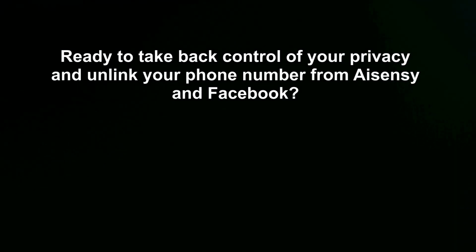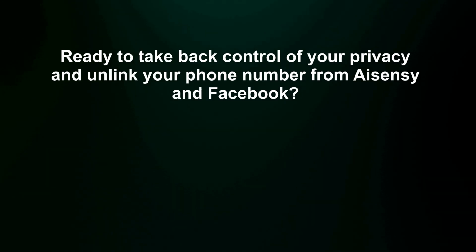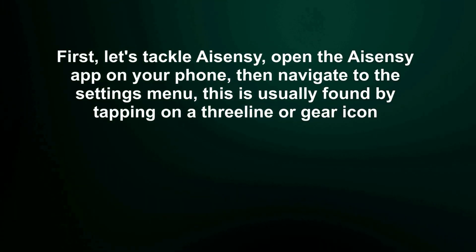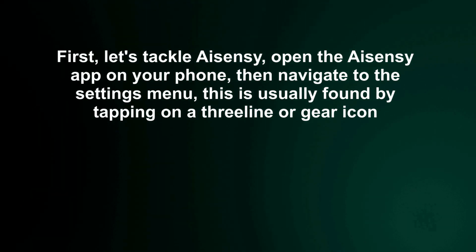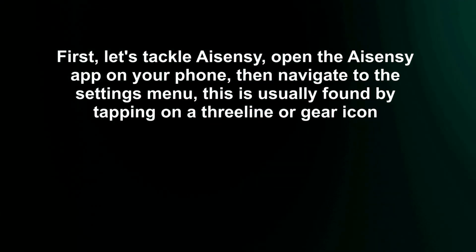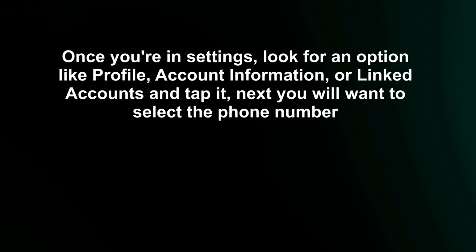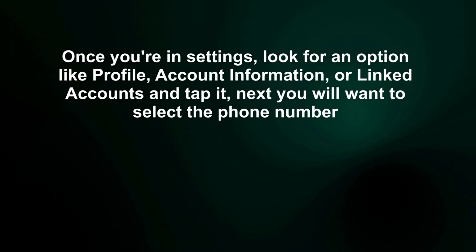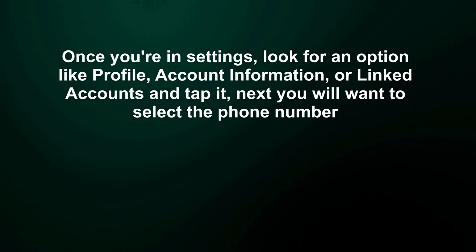Ready to take back control of your privacy and unlink your phone number from Aisensy and Facebook? First, let's tackle Aisensy. Open the Aisensy app on your phone, then navigate to the Settings menu. This is usually found by tapping on a 3-line or gear icon. Once you're in Settings, look for an option like Profile, Account Information, or Linked Accounts and tap it.